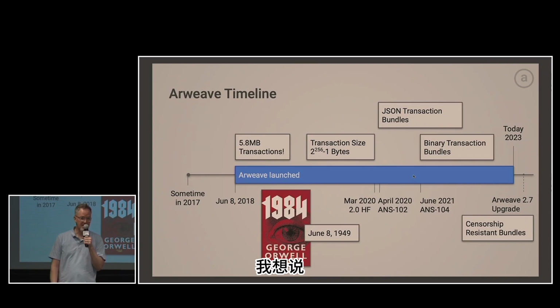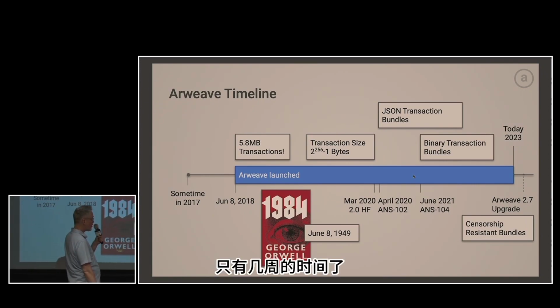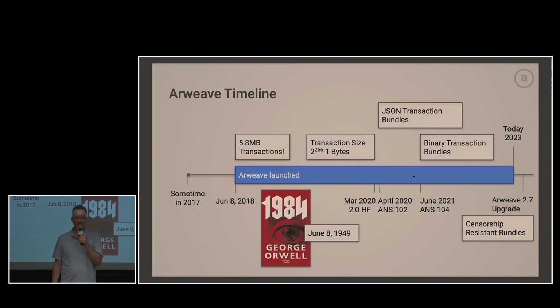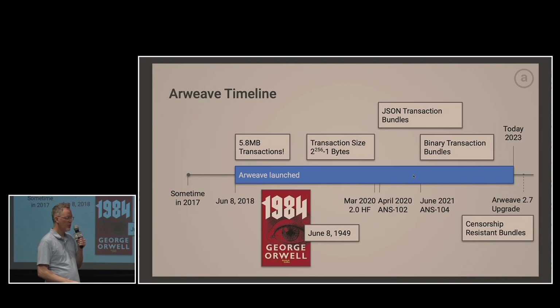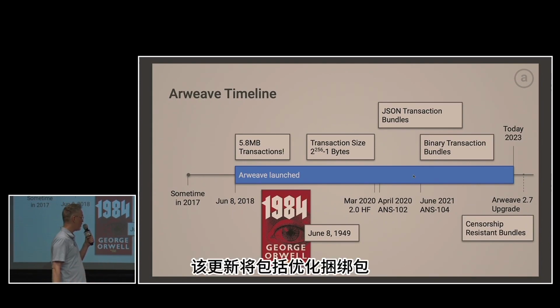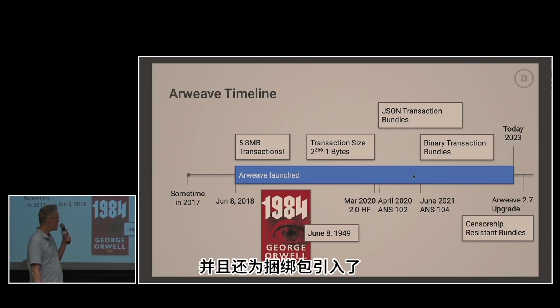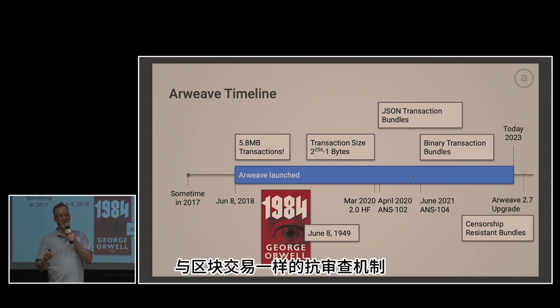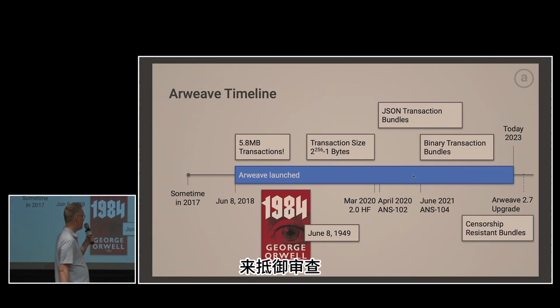So that brings us up to today. We are maybe, I would say, weeks away from the 2.7 upgrade to Arweave. And again, it's going to include optimizations for bundles. They're going to be even less computationally expensive to produce. And it also introduces the same censorship-resistant mechanism that block transactions have, which will now be available in bundles as well.